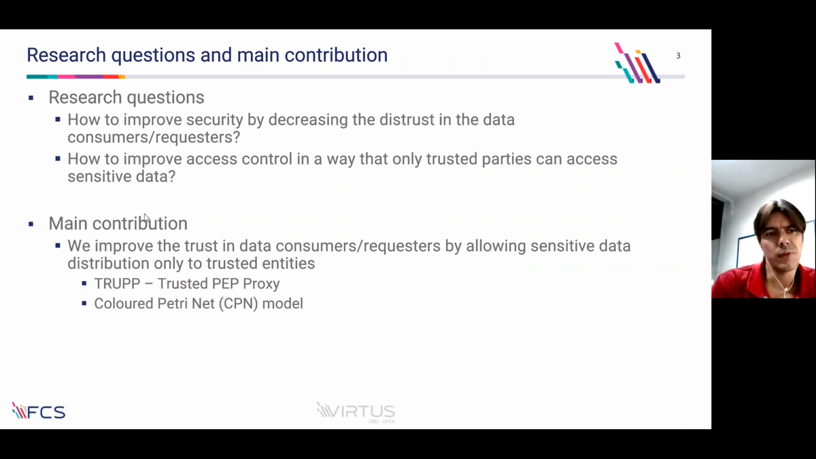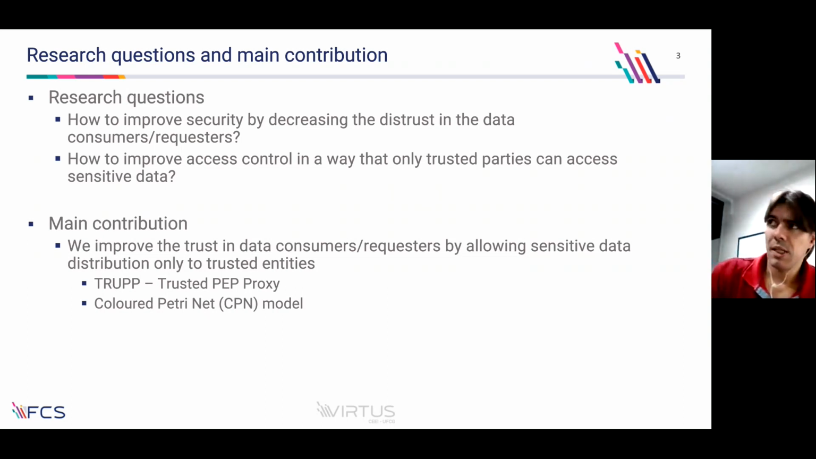The main contribution of this work is listed here: improve the trust in data consumers, the requesters, by allowing sensitive data distribution only to trusted entities. Our proposal considers an improvement to a policy enforcement point proxy that I will show you later. We are calling this improvement TRUP, which means Trusted Policy Enforcement Point Proxy.